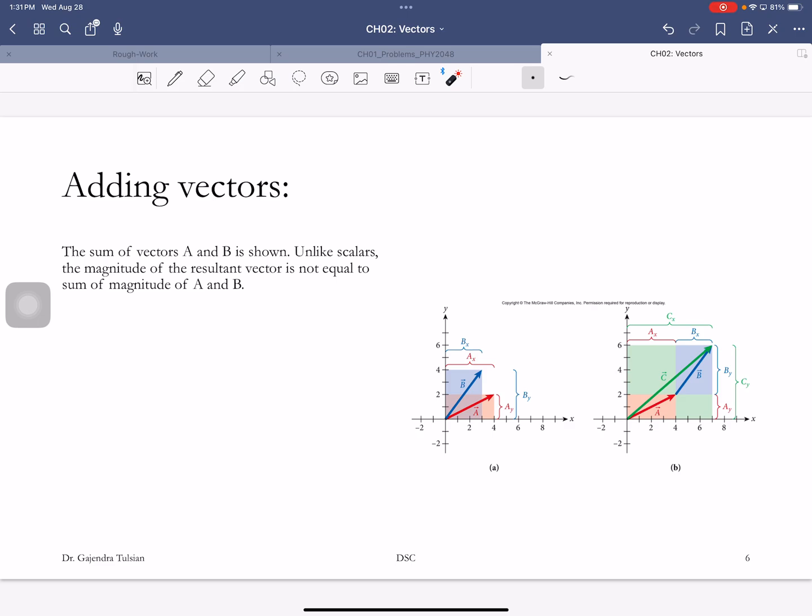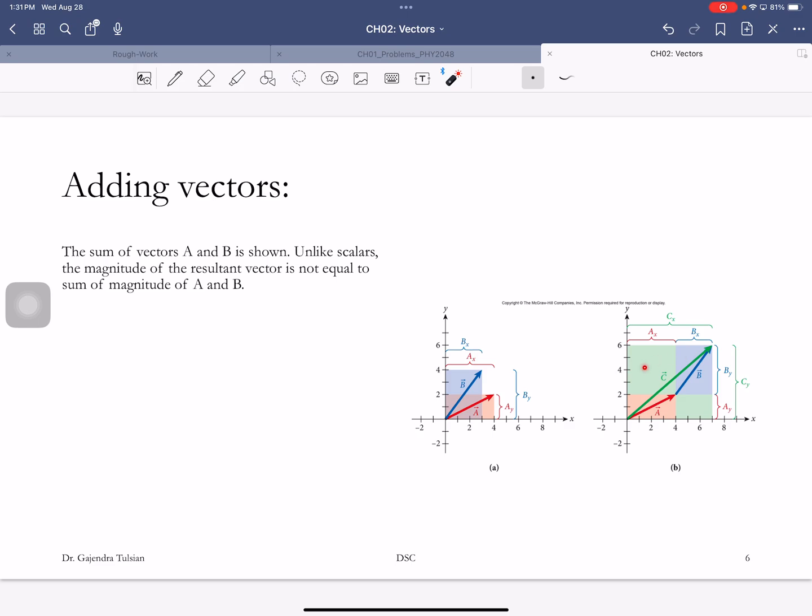Remember, you can move a vector parallel to itself. So what we'll do is we'll move the tail of B onto the head of A. And the sum of the two is from the tail of A to the head of B. So that's how you add vectors. Okay?